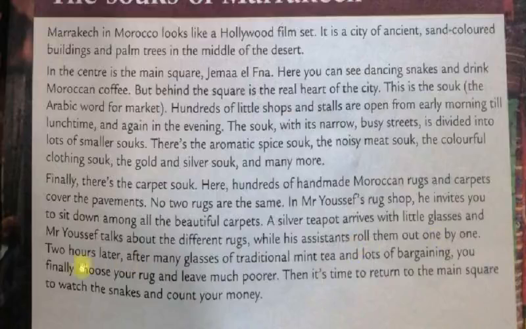حتى يروج بضاعته. Two hours later, after many glasses of traditional mint tea, بعد ساعات لاحقا, أكواب هواي من الشاي النعناع التقليدي, and lots of bargaining, يعني نعامل مفاوضات حتى يرخص لنا. You finally choose your rug, تختار السجادة اللي اخترتها, and leave much poorer, راح تغادر وانت فقير، يعني صرفت فلوسك. Then it's time to return to the main square to watch the snakes, تشوف الحياة, and count your money, وتحسب فلوسك، ايش قد بقى عندك.